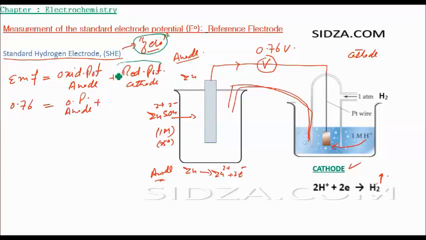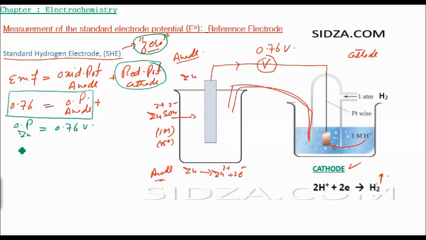So if the reduction potential of the cathode here is 0, what do I get here? This is the oxidation potential of the anode. So the EMF directly gives us the electrode potential. So the oxidation potential of the anode, the zinc here, is 0.76 volts. Correct? So I can change the oxidation potential of zinc into its reduction potential simply by changing the sign.